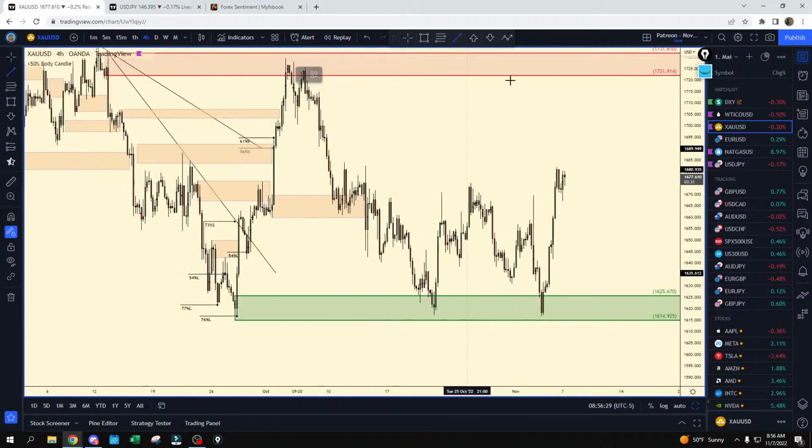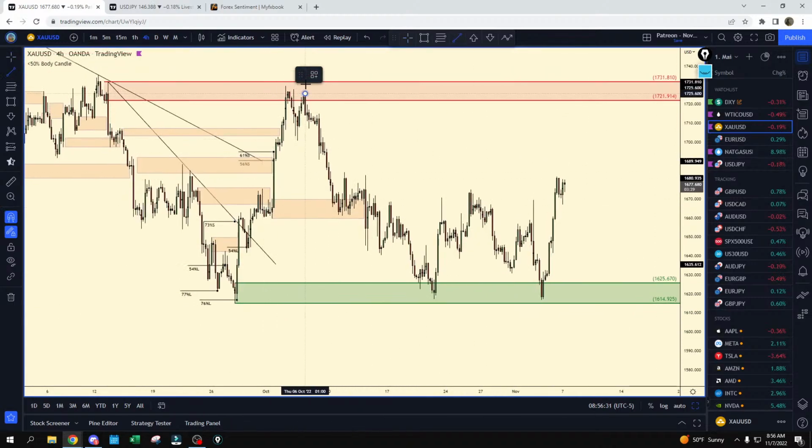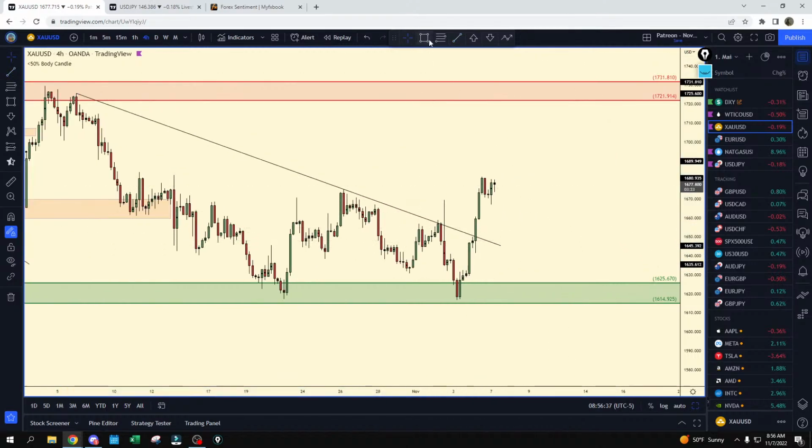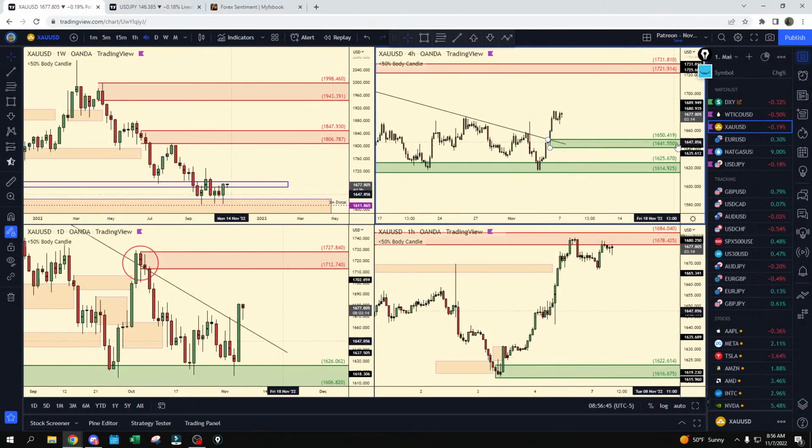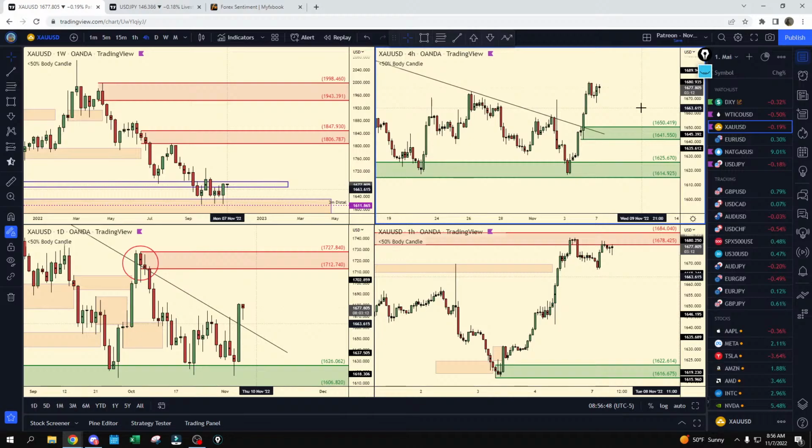Wow, and there actually was a trend line here. Didn't even realize that. So there is a 4-hour demand zone right here on gold. I did not even realize that. That's a pretty significant area of demand too. If price does pull back to that 4-hour demand, you could maybe look for longs in there.